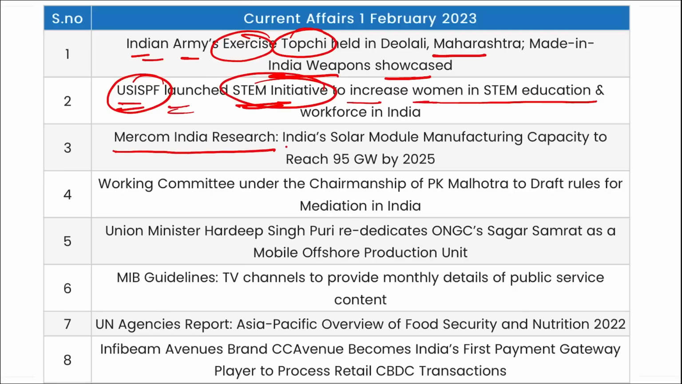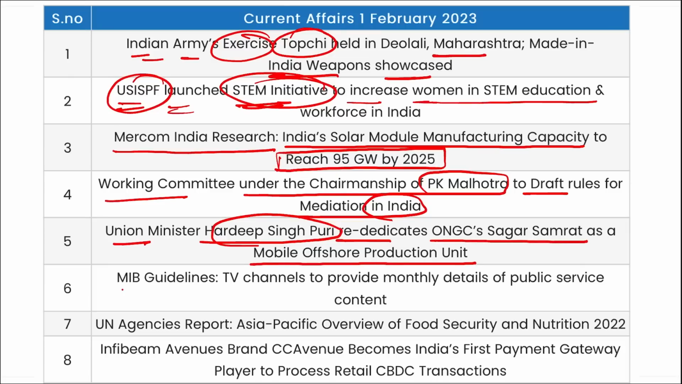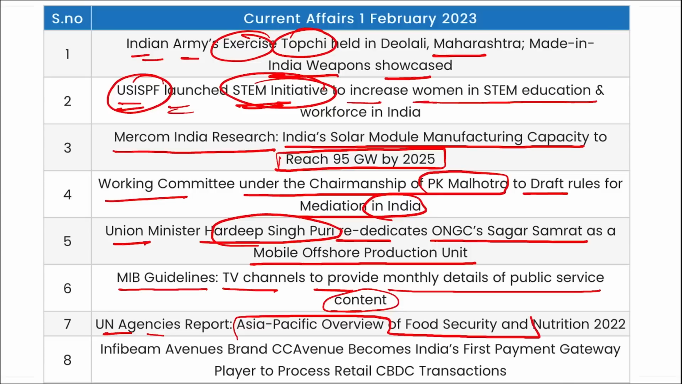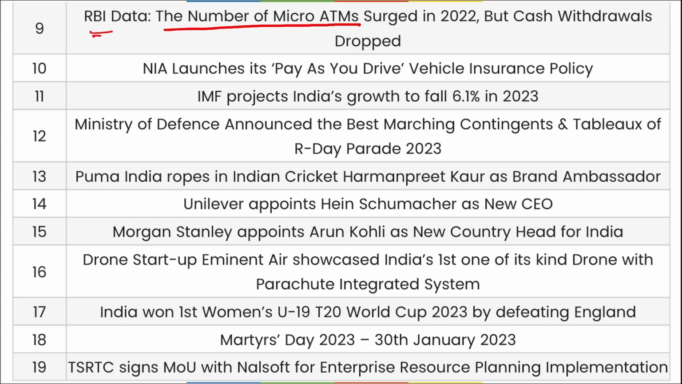Markham India research report stated that India's solar module manufacturing capacity will reach 95 gigawatts by 2025. A working committee under the chairmanship of PK Malhotra will draft rules for mediation in India. Union Minister Hardeep Singh Puri rededicated ONGC Sagar Samrat as an offshore mobile production unit. MIB guidelines ask TV channels to provide monthly details of public service content. A UN agencies report stated the Asia Pacific Overview of Food Security and Nutrition 2022. Infibeam Avenues brand CCAvenue became India's first payment gateway player to process retail CBDC transactions. RBI data stated that the number of micro ATMs surged in 2022, but cash withdrawals have dropped.